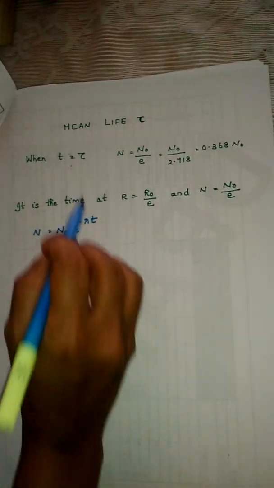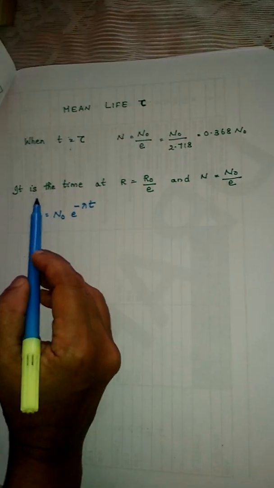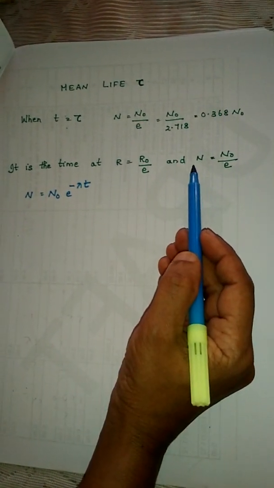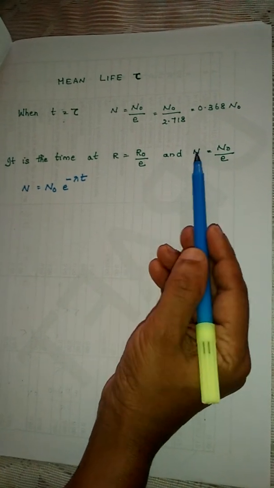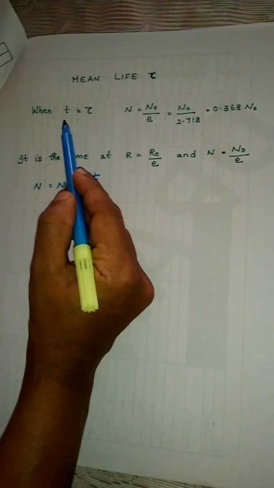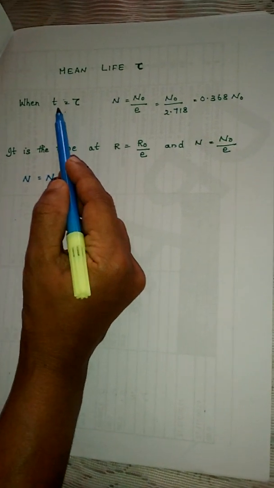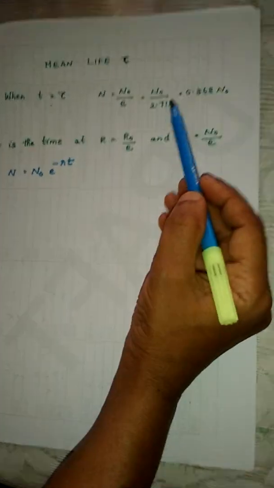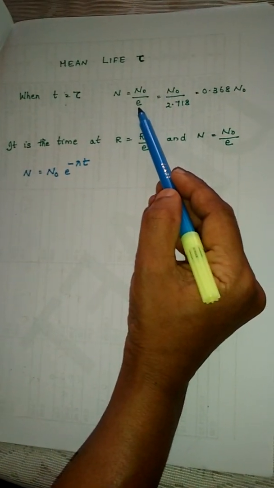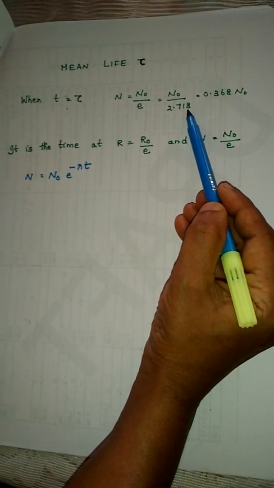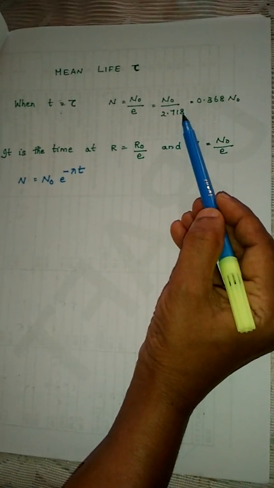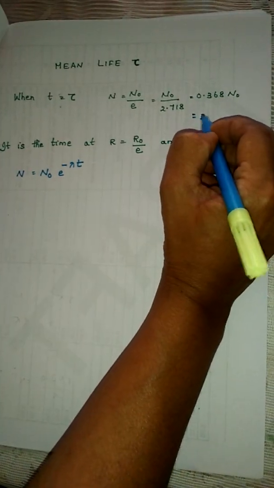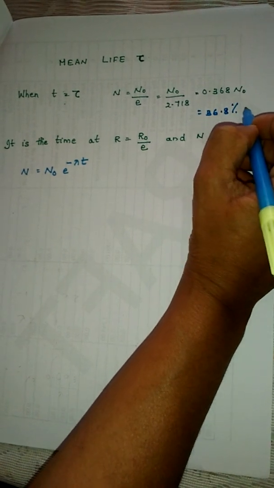Now let's see the mean life. Mean life is the time at which the activity or the number becomes 1 by e times the initial value. That is, mean life is denoted by tau. When t is equal to tau, n is equal to n0 by e. e is a mathematical constant. Its value is 2.718. So n0 by 2.718 is equal to 0.368 n0. Or you can write it as 36.8% of n0.